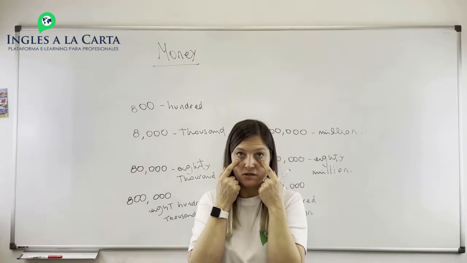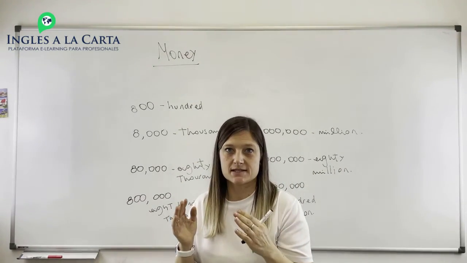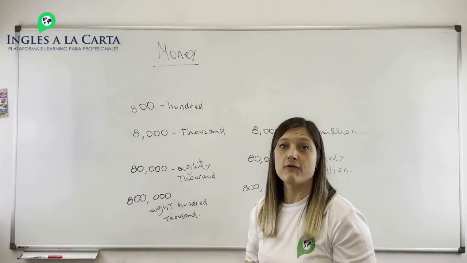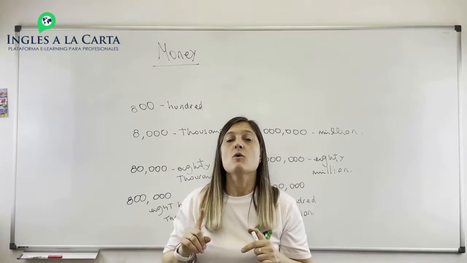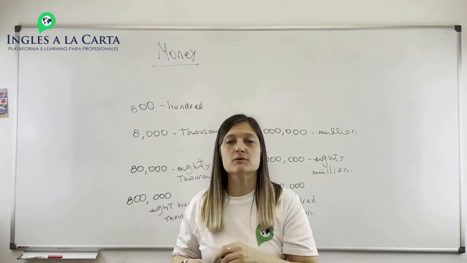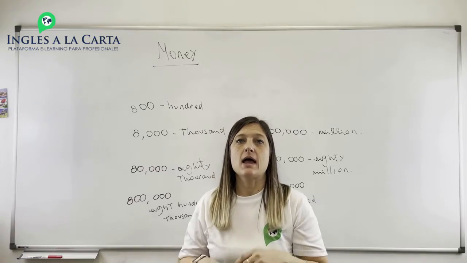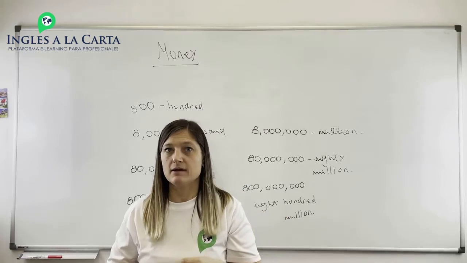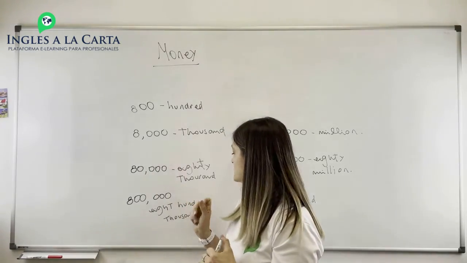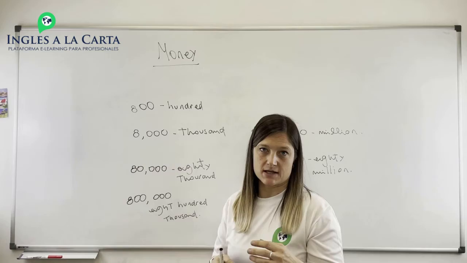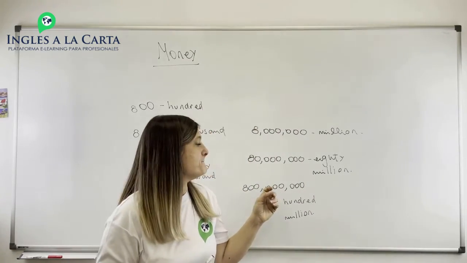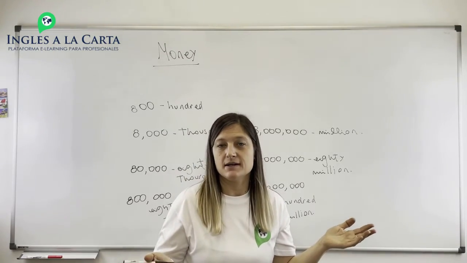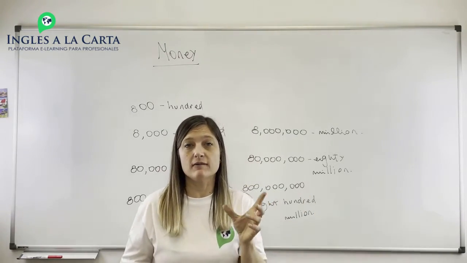Pay attention. We don't use the S. We use the word in the singular form. But when we are talking about an approximate quantity, for example, hundreds of people, we use the plural. For example, thousands of currencies or millions of markets. In this case, we use the plural form.